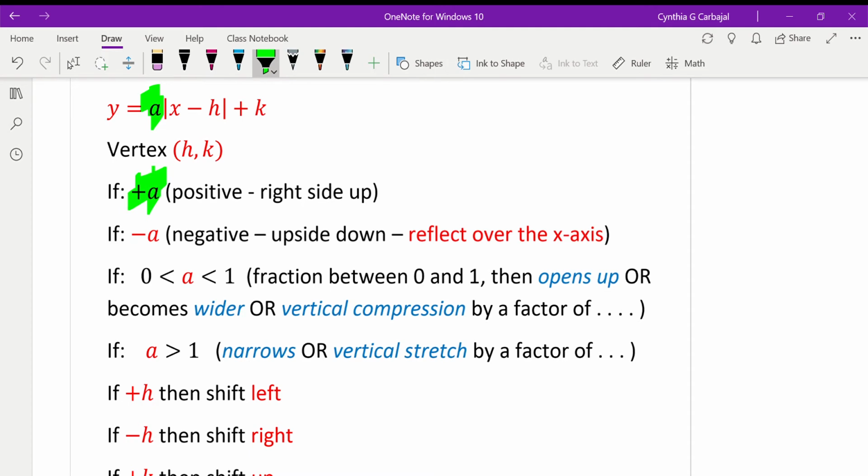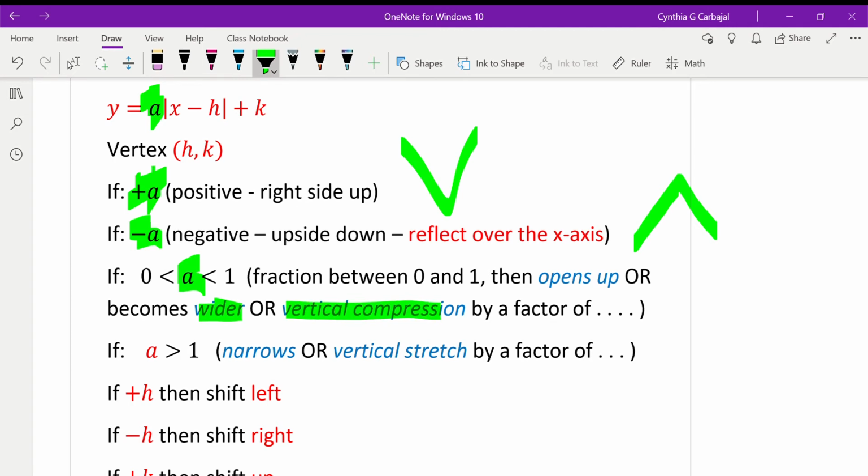If it's a positive a, it's going to open upward, meaning it looks like a V. If it's a negative a, it's going to open downward. It's also called reflecting over the x-axis, and it's called a negative function. If the same a is a fraction, whether positive or negative, between 0 and 1, then it's going to be wider, or a vertical compression. If that same a is greater than 1, then it's going to create a more narrow function, and that's called a vertical stretch, meaning it's going to look skinnier.